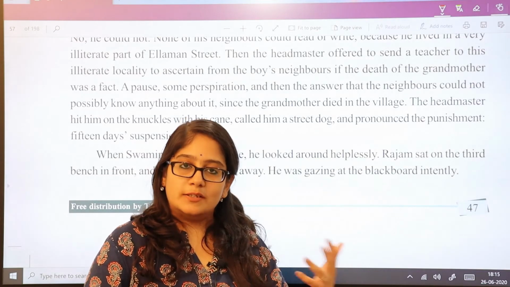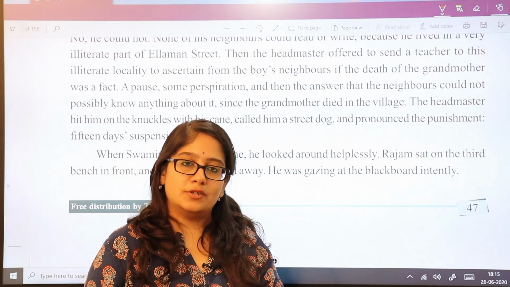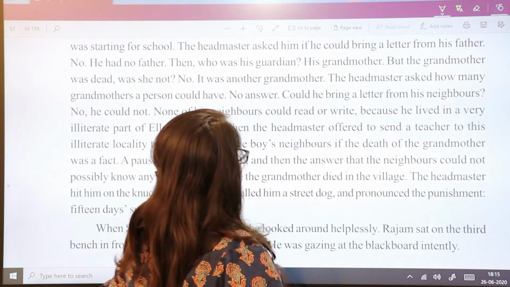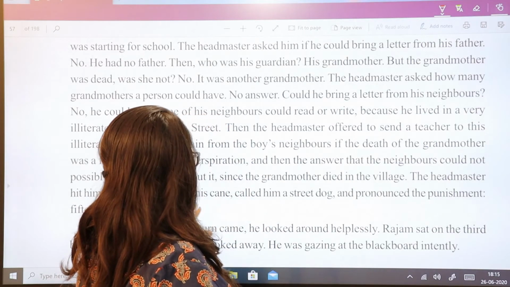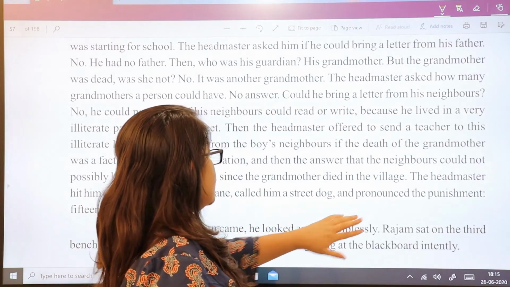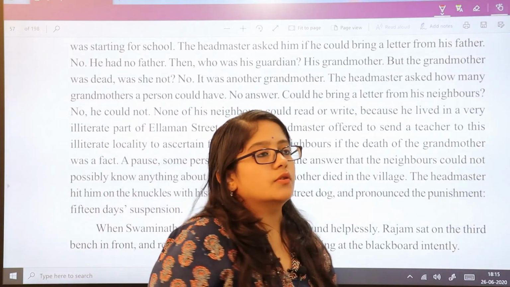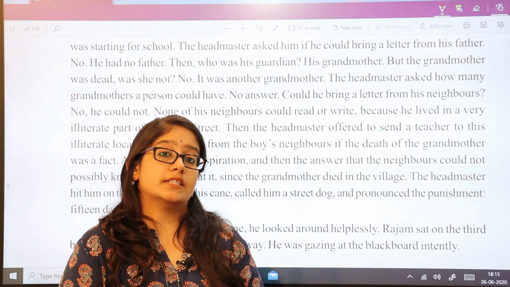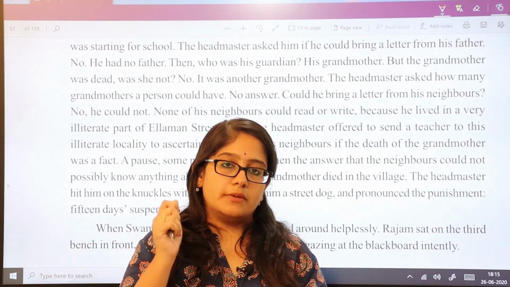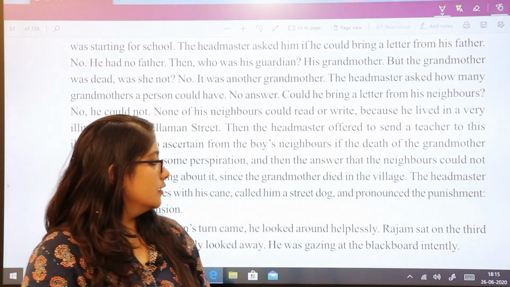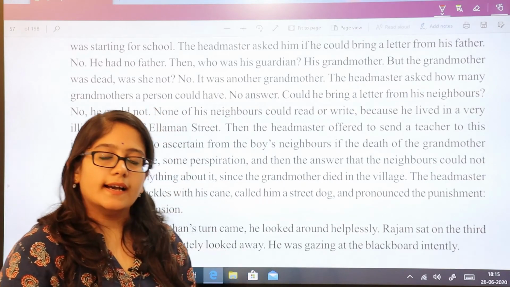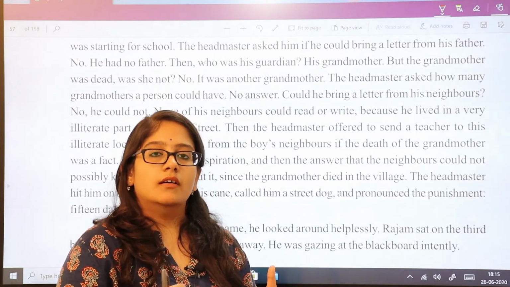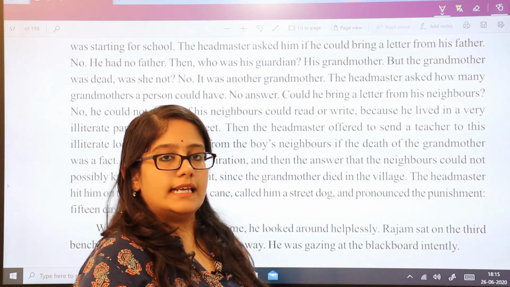So the protest of the previous day came as an opportunity for them to escape from the classes and the torture of the headmaster. The headmaster hit him on the knuckles with his cane, called him a street dog, and pronounced the punishment 15 days suspension. So what did the headmaster do? The headmaster hit him on his knuckles. I told you the headmaster is quite strict. He beats the children up. So he beat him on the knuckles and he called the boy a street dog, and he announced a punishment. He suspended the student for 15 days.